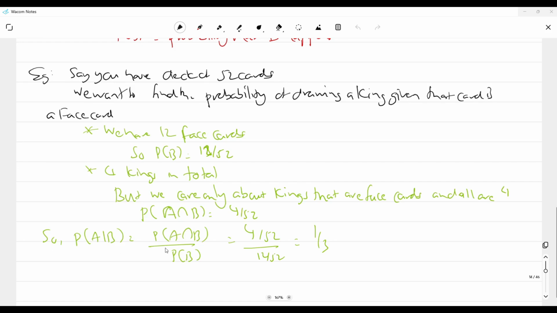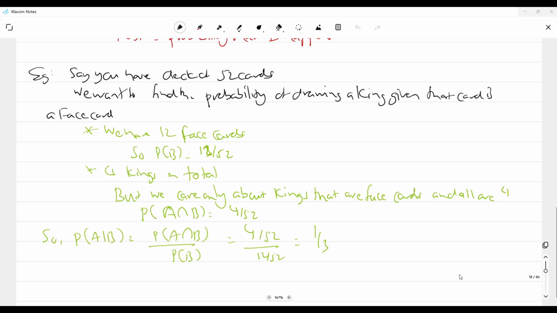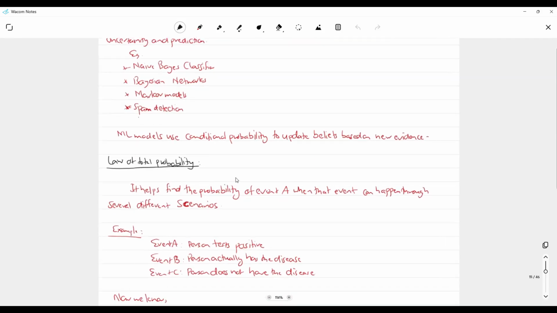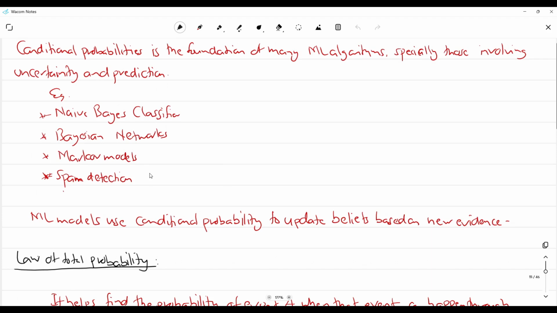Out of all the times we see a face card, how many of those are kings? That gives us 4 possibilities out of 12, which means the final answer is 1 out of 3. So if you know the card is a face card, there's a 33% chance it's a king. Conditional probability shrinks the sample space. Instead of looking at all outcomes, we only look inside the zone where B is true. Then find how much of that zone overlaps with A.